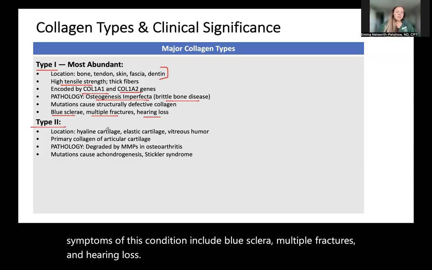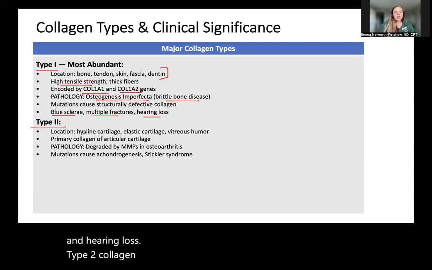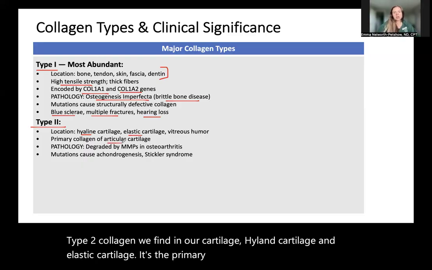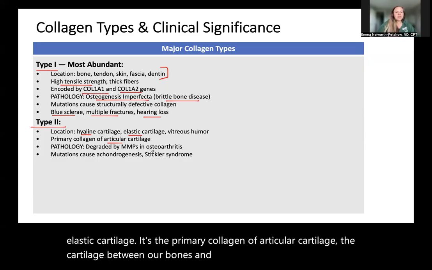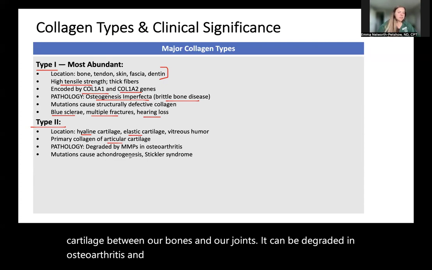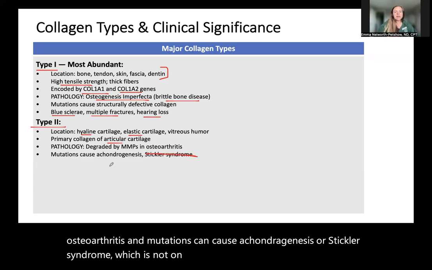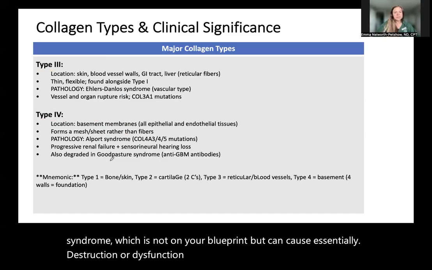Type 2 collagen we find in our cartilage, hyaline cartilage and elastic cartilage. It's the primary collagen of articular cartilage, the cartilage between our bones and our joints. It can be degraded in osteoarthritis, and mutations can cause achondrogenesis or Stickler syndrome, which is not on your blueprint, but can cause essentially destruction or dysfunction of cartilage formation.